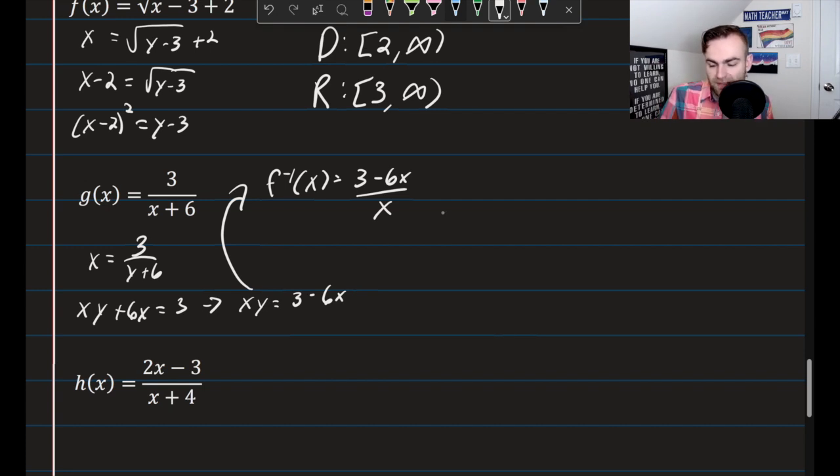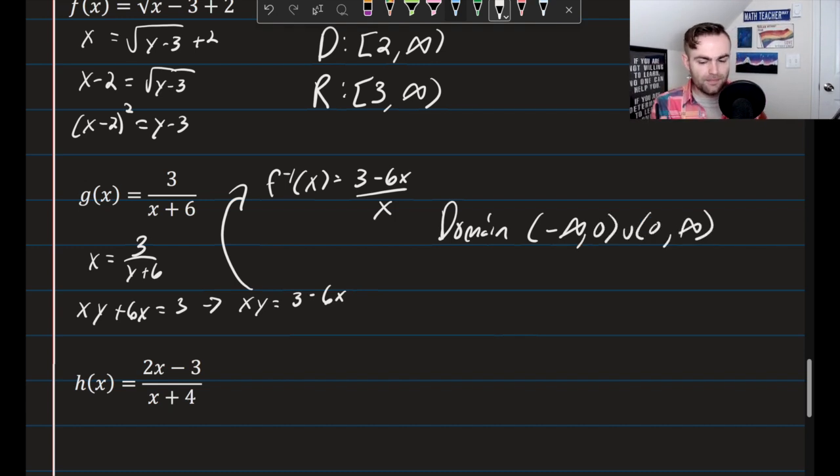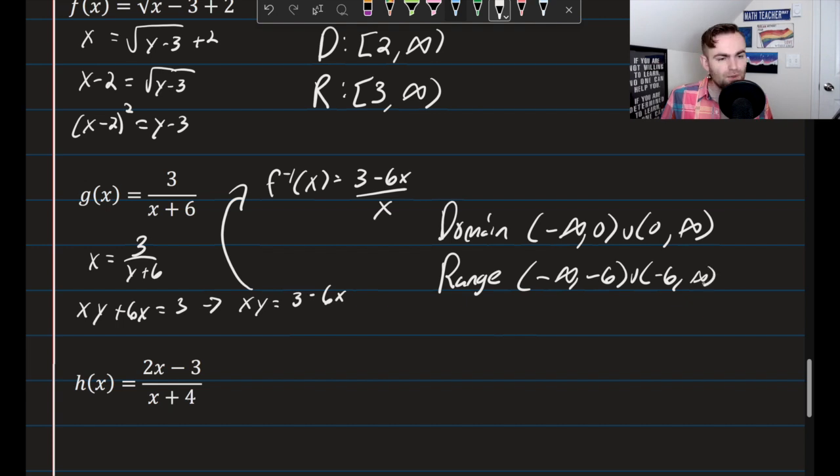So what is its domain? Well, its domain is it cannot be 0. So negative infinity to 0, 0 to infinity, and that's pretty easy to see from the inverse itself. The range, well, we can look at this function here. It can't have a negative 6, so negative infinity to negative 6, negative 6 to infinity. There are other ways to tell, and I would love to pick your brain about in class.